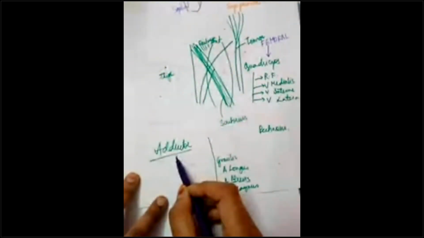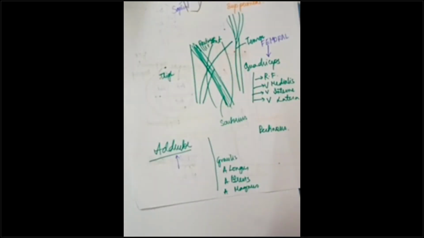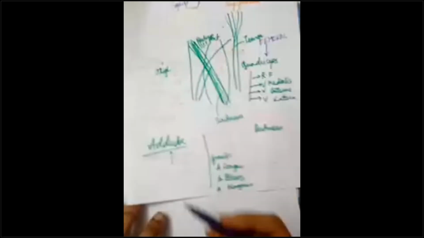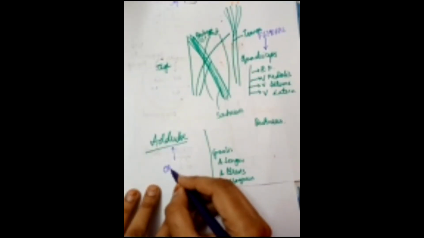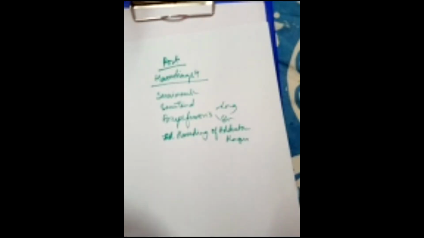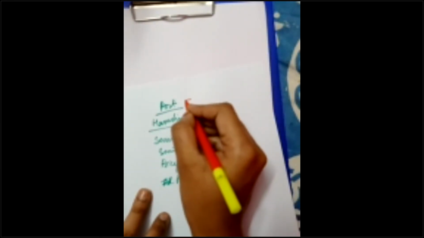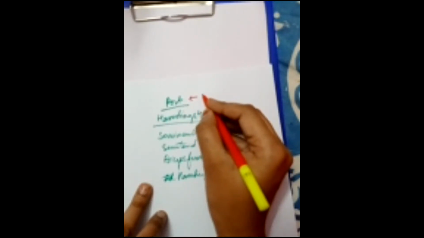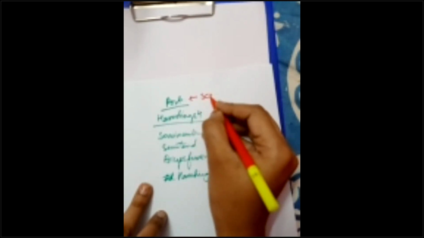Now adductor compartment, who is taking care? Obturator nerve. Very nice. Posterior compartment, who is taking care? Sciatic. Done. Thigh done. Now we will go to your leg.